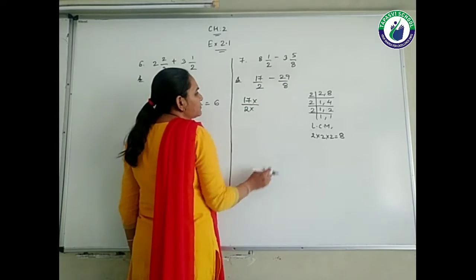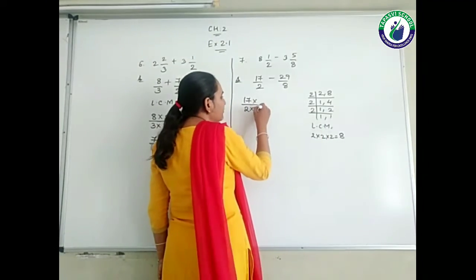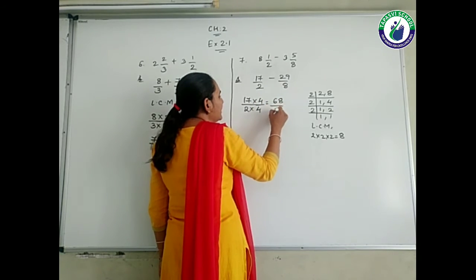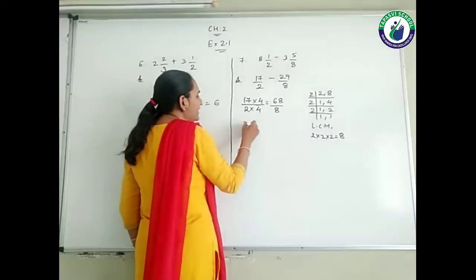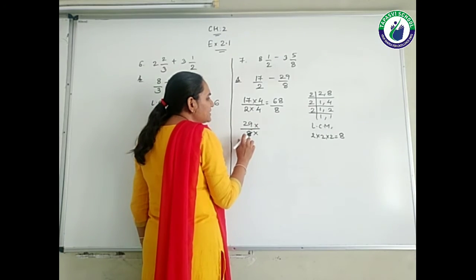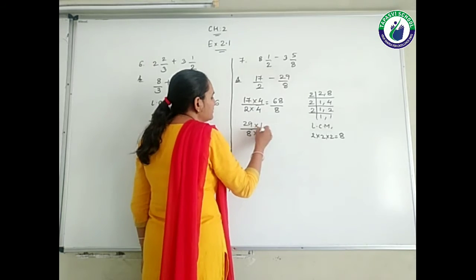2. Okay, which number should I multiply with the 2 to get 8? That is 4. So 17 4s are 68 upon 8. Now 29 upon 8. Okay, which number should I multiply this 8 by to get 8? That is 1.